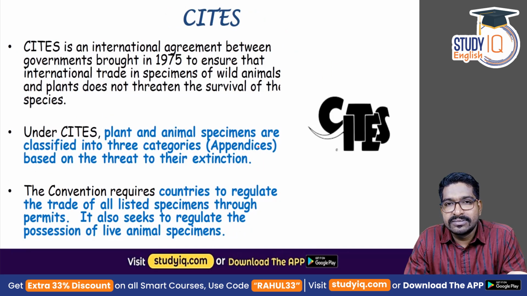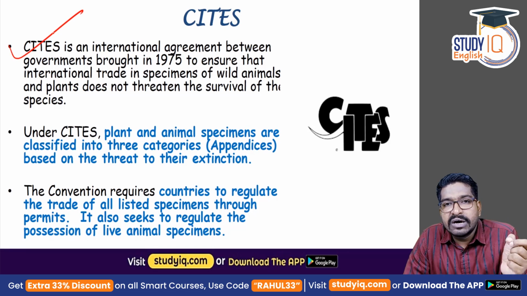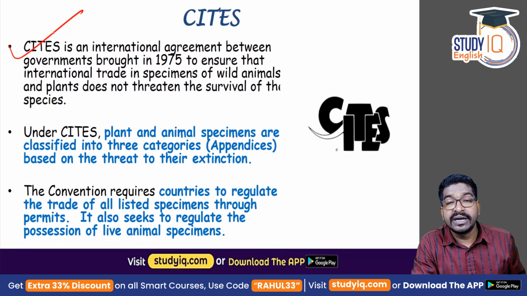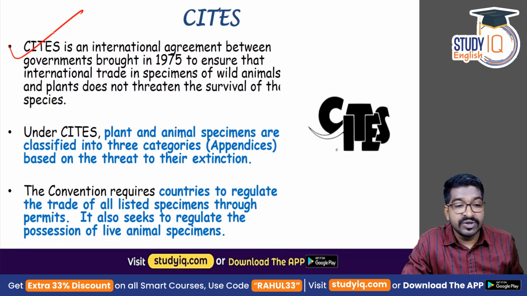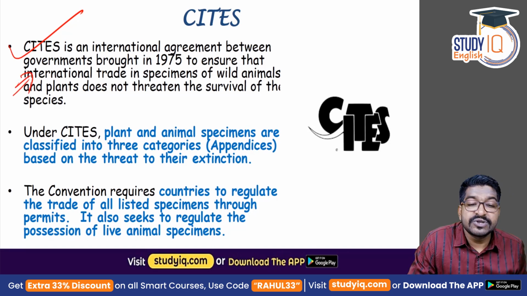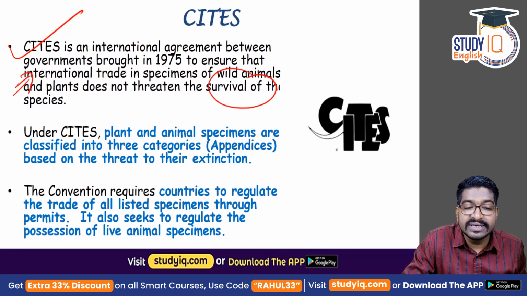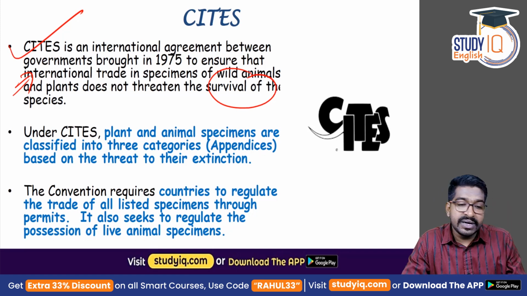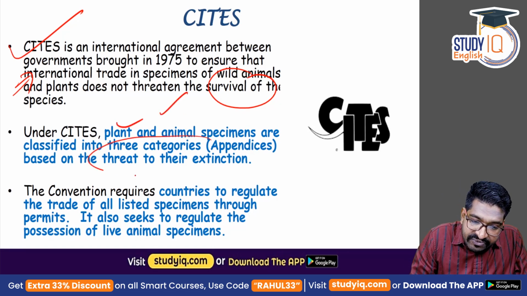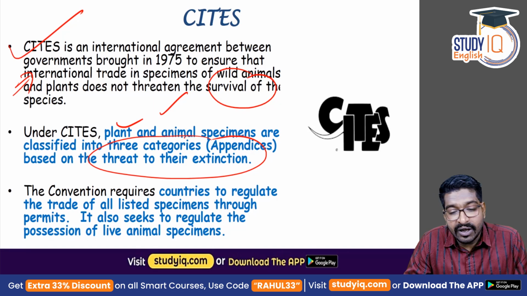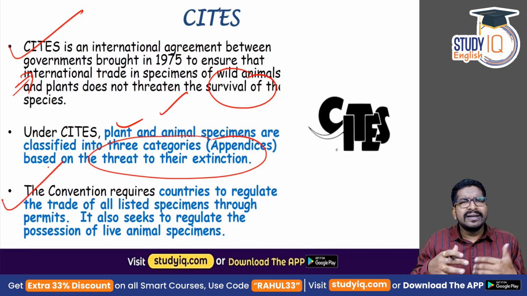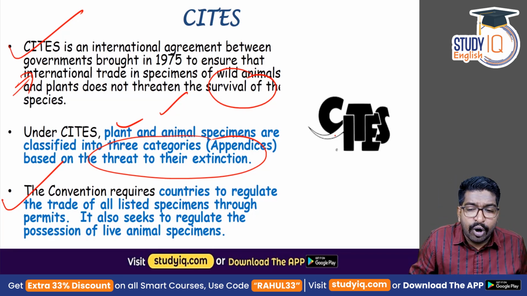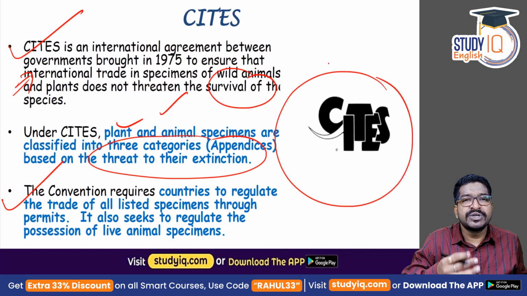So what is CITES? CITES is an international agreement between governments which came in 1975. Although it was open for signing in 1973, it was ratified eventually in 1975. India is a signatory to CITES, which ensures that international trade in specimens of wildlife does not threaten the survival of these species. Under CITES, there are three appendices for plant and animal species on the basis of their extinction level. The convention itself aims to regulate the trade in wildlife, flora and fauna and their species. And right now, the bill has been brought to implement the provisions of this particular convention.